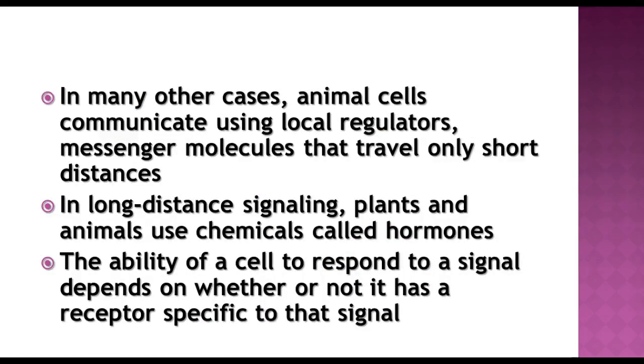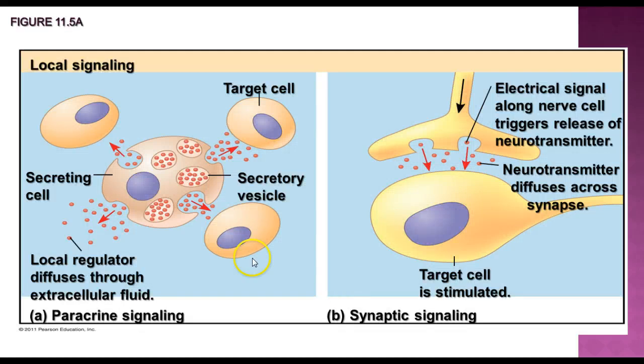Lots of other things can happen in various kinds of organisms. We have local signals, we have nearby signals, we have long-distance signals of various kinds. The long-distance ones generally are called hormones, and the ability of a cell to respond to that signal depends on whether it has a specific receptor to that signal. Local signaling is often called paracrine signaling, and you see here that we've got the secretory vesicles being released from the secreting cell, and the target cells are relatively nearby.